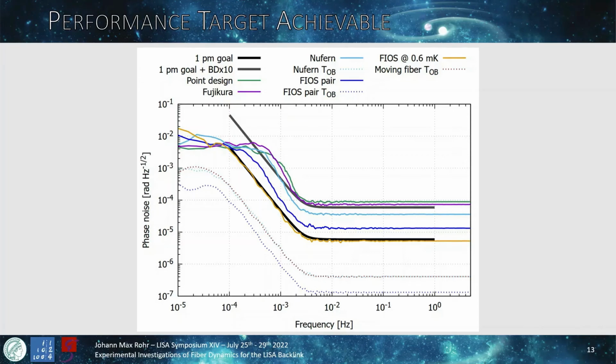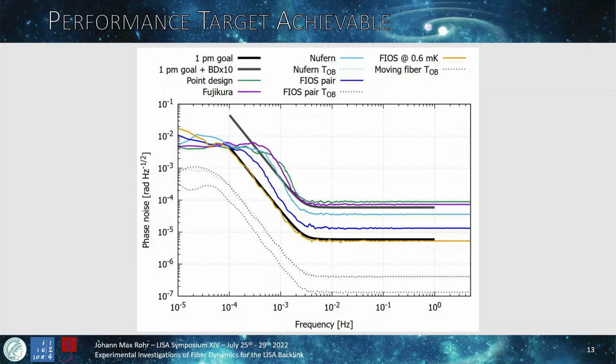The experimentally observed factors show an improvement of performance compared to the point design when we apply the parameters of the fibers we tested. And in the case of the Newfern PM1060L, here in light blue, we show that the performance goal is reached for the most part of the frequency band when we apply the same correction through balance detection as in the point design. With the parameters of FIOS we tested, shown here in the dark blue line, the performance goal is reached over the whole frequency range when applying the help of balance detection.